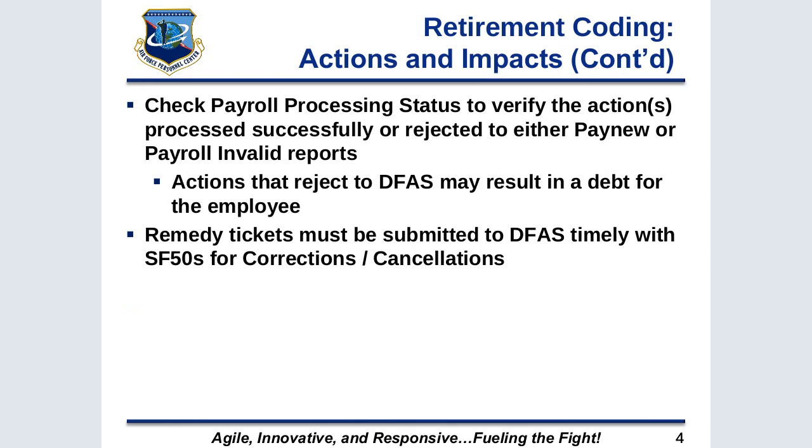Be sure to check payroll processing status to verify the action processed successfully or rejected, to either pay new or payroll invalid reports. Actions that rejected at DFAS may result in a debt for the employee. Remedy tickets must be submitted to DFAS timely with the SF50s for cancellations and corrections. Next, we will look at determining retirement coverage.